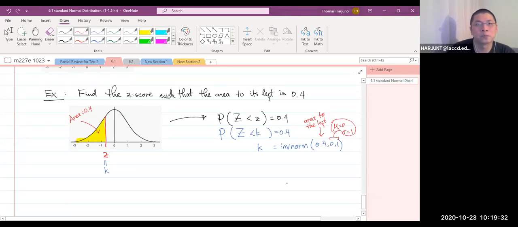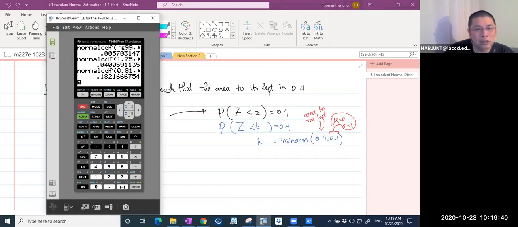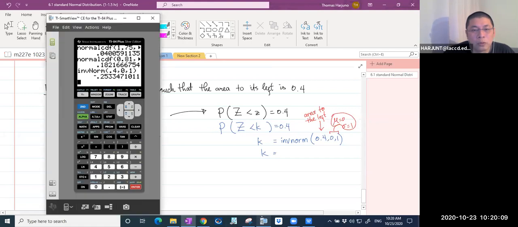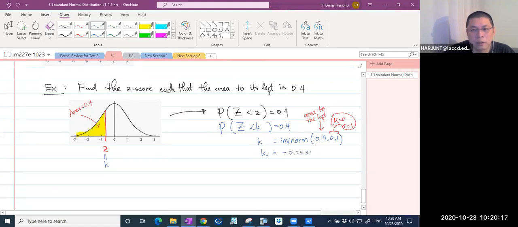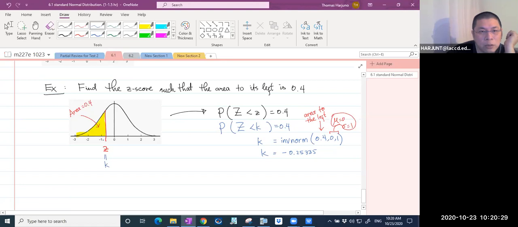Okay, calculator. You go to that distribution, right below normal CDF, the third option in my TI-84, inverse norm. The area to the left, always the area to the left, the probability to the left, 0.4, 0, 1, paste. Boom. So k equals negative 0.25335. Which means it's between -1 and 0.